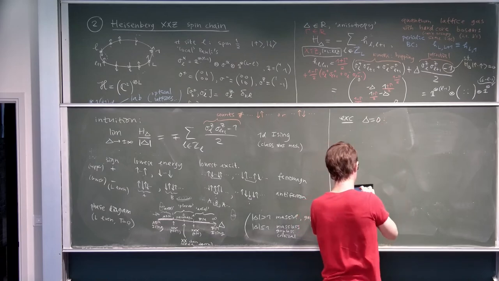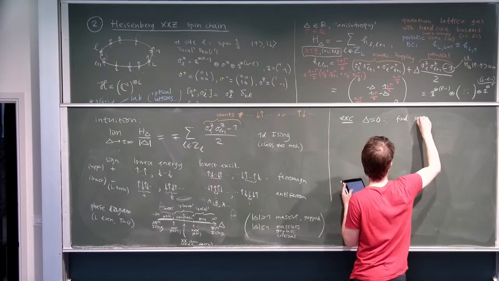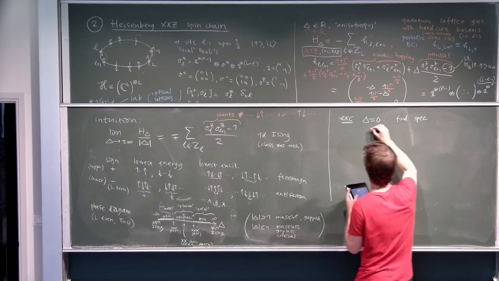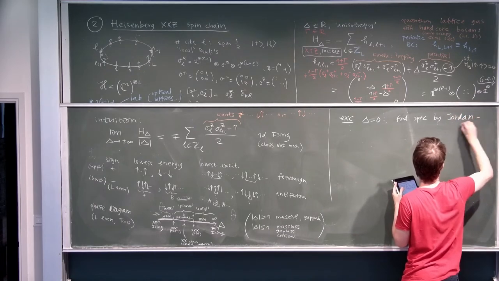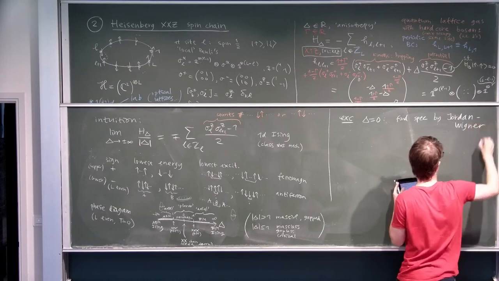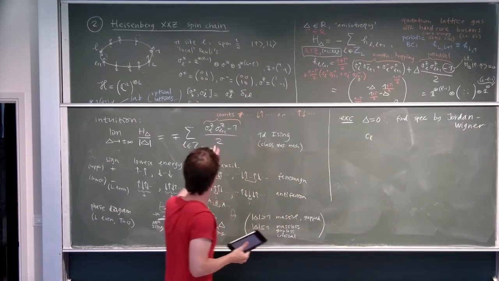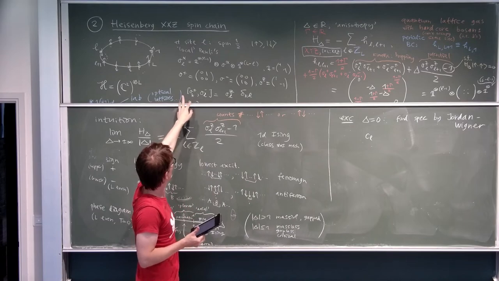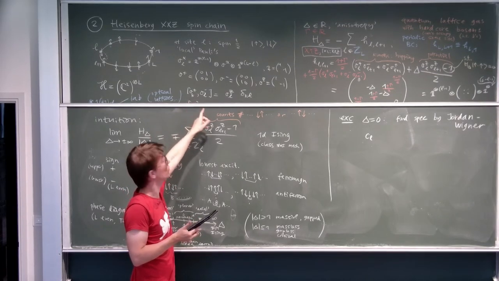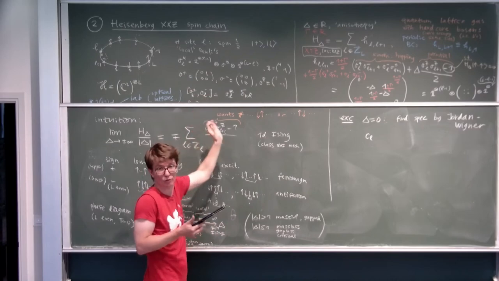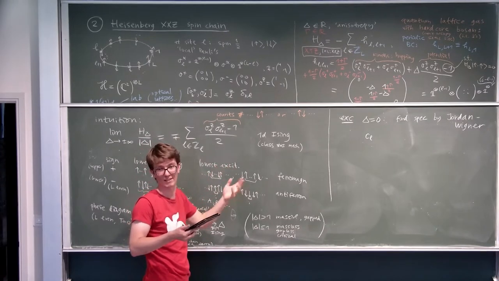So for delta zero, the goal is to find the spectrum, so all the energies, and you do this by Jordan-Wigner. So there's a Jordan-Wigner transformation, and it goes as follows. If you do some computations with these boundary matrices, then you see that if you think of them as a raising and a lowering operator, then you have good anti-commutation relations at one side, but at different sites, of course, they commute with each other. So that's not very good for fermions.